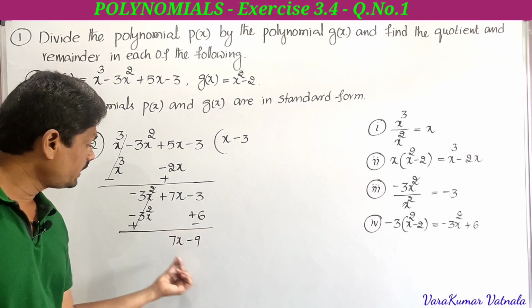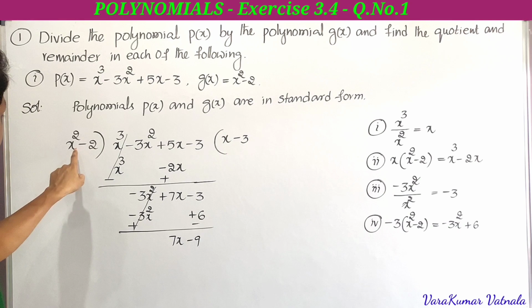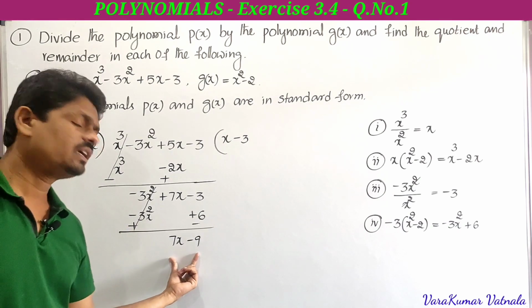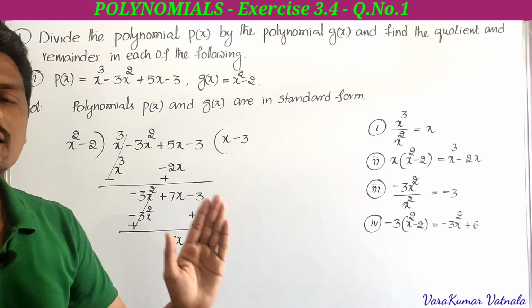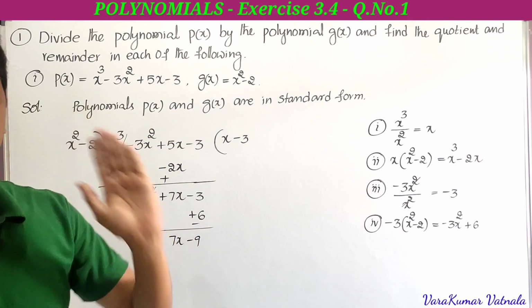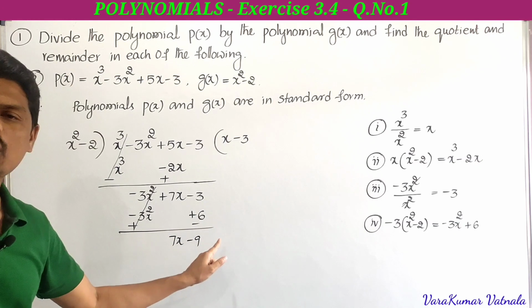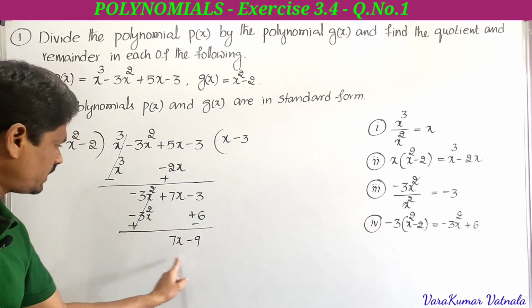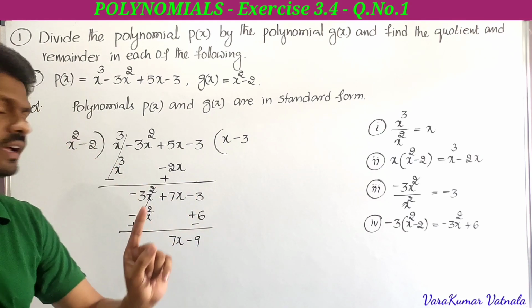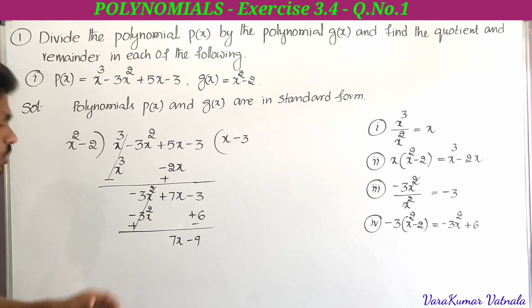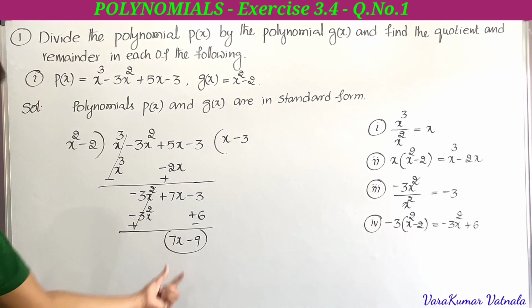So here the degree of the remainder is less than the degree of the divisor. Here the degree of the divisor is 2. Here the degree of the remainder is 1. So we can stop the division when the remainder is equal to 0 or the degree of the remainder is less than the degree of the divisor. Here the remainder is not equal to 0, but the degree of the remainder is less than the degree of the divisor. Here the degree of the remainder is 1. The degree of the divisor is 2. So this is the remainder. We can stop here. So 7x minus 9, this is the remainder.